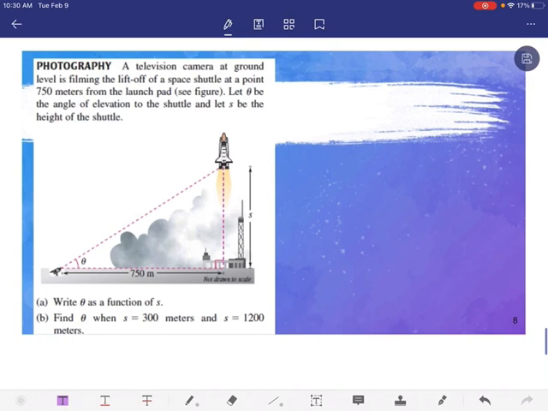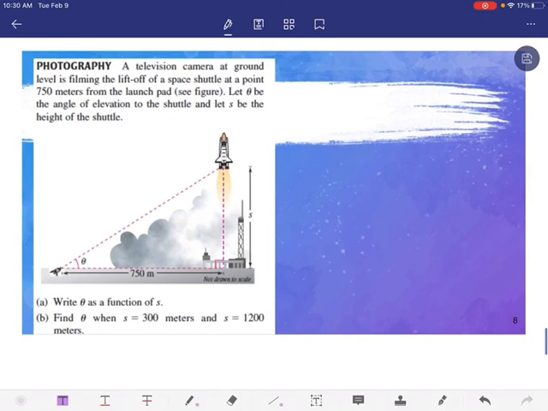So this says, a television camera at ground level is filming the liftoff of a space shuttle at a point 750 meters from the launch pad. Let theta be the angle of elevation to the shuttle, and let s be the height of the shuttle. Our first part tells us to write theta as a function of s.